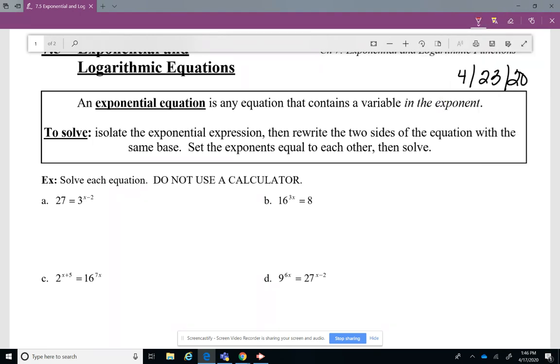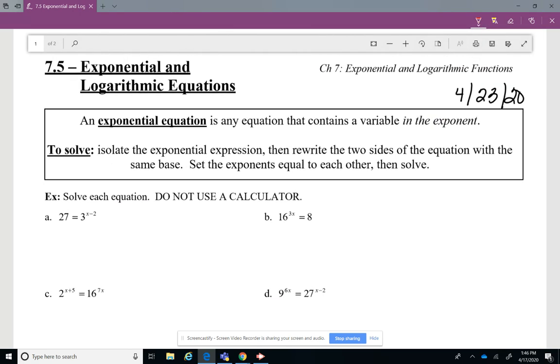All right, so look at the title. It says we're going to be doing exponential and logarithmic equations. We're just going to be doing the front of this lesson today, and then we'll do the back of it tomorrow. All right, an exponential equation is any equation that contains a variable that is in the exponent.